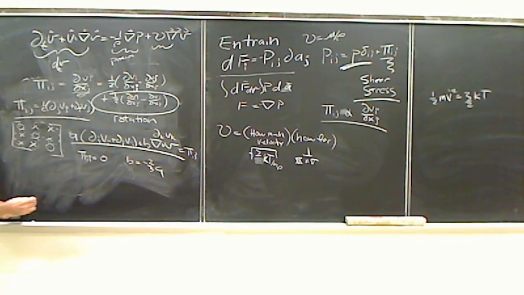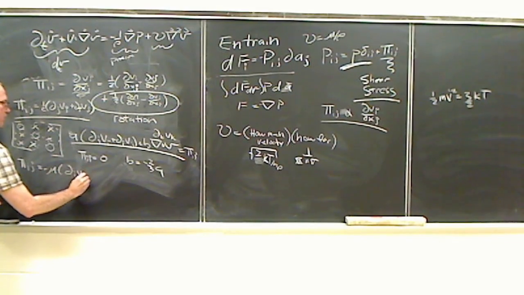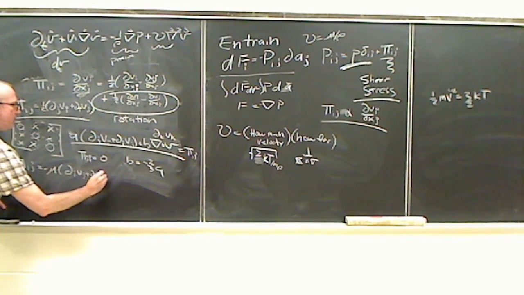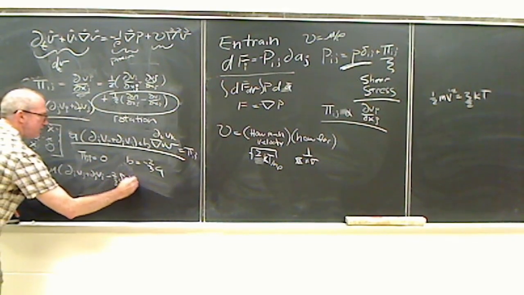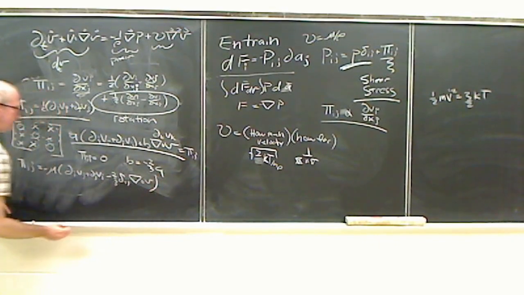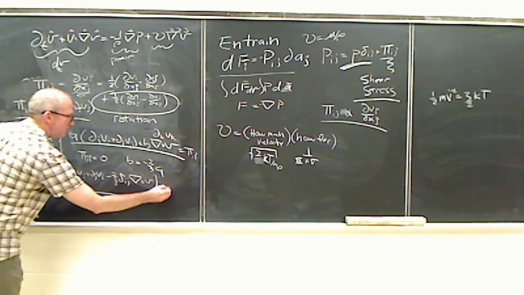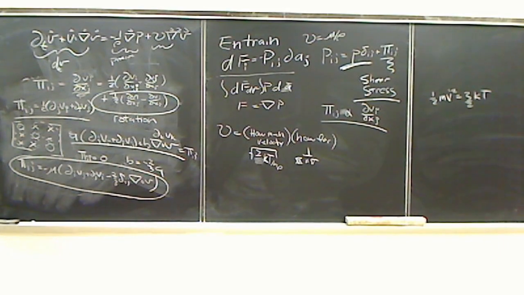So now we can write down a slightly more useful tensor. We're just going to write this down as minus mu times di Vj plus dj Vi minus 2/3 delta ij div V. So this is kind of the stopping point for now. So here we've written down a tensor that does what? What does it do?